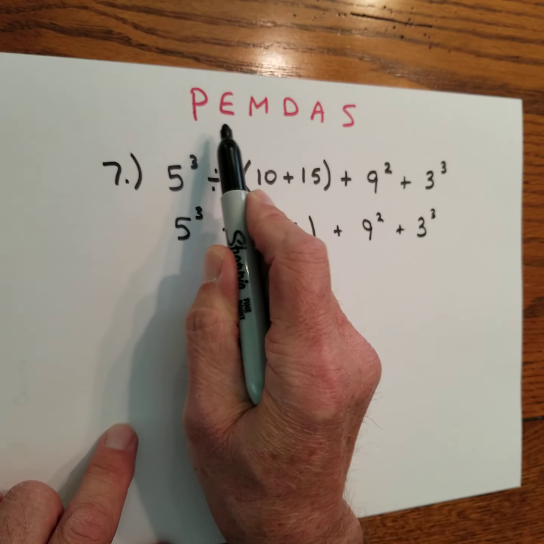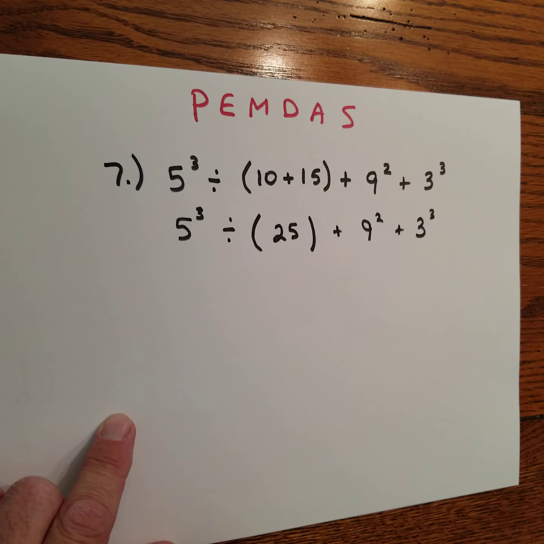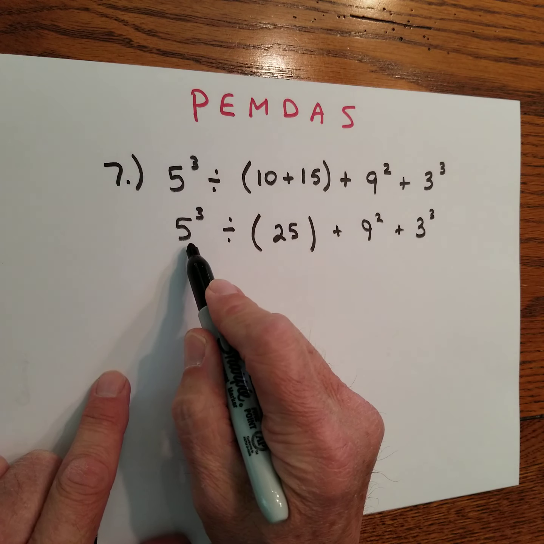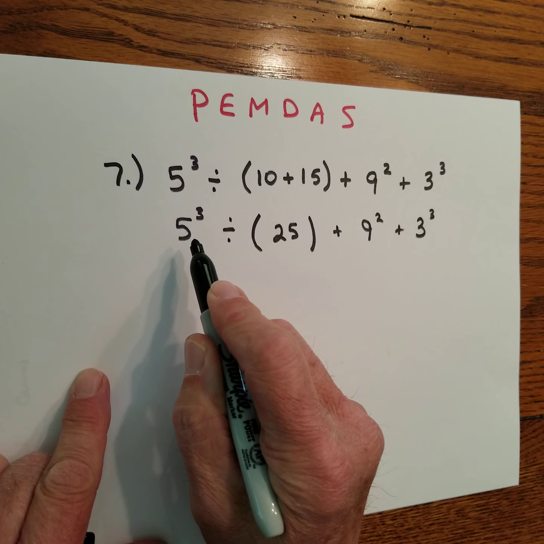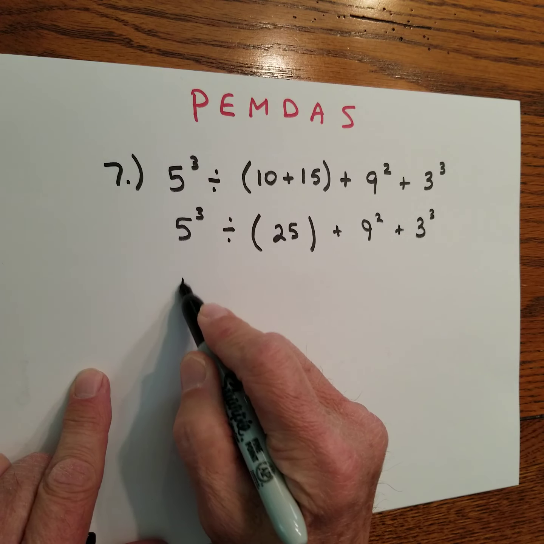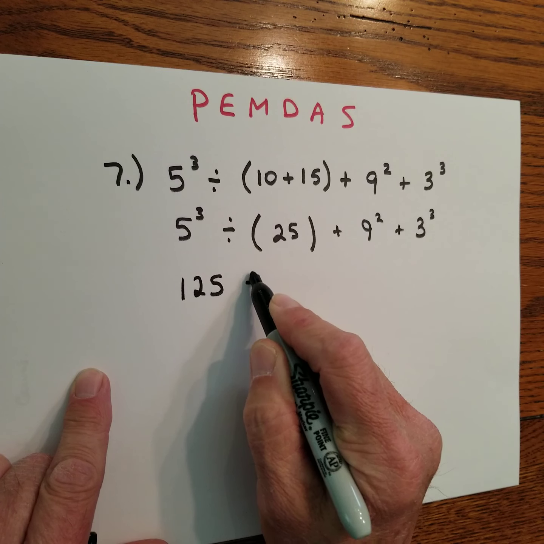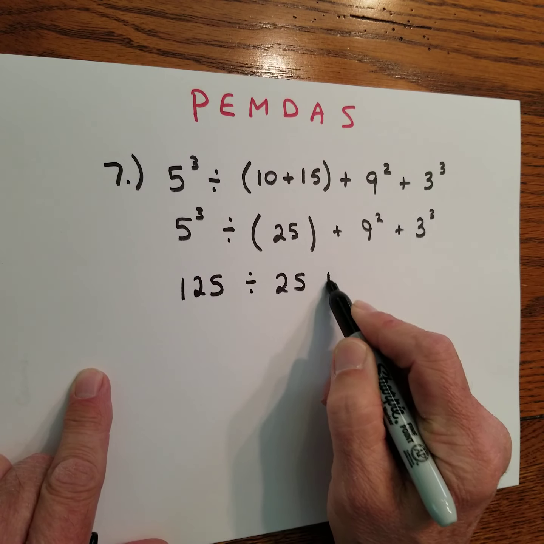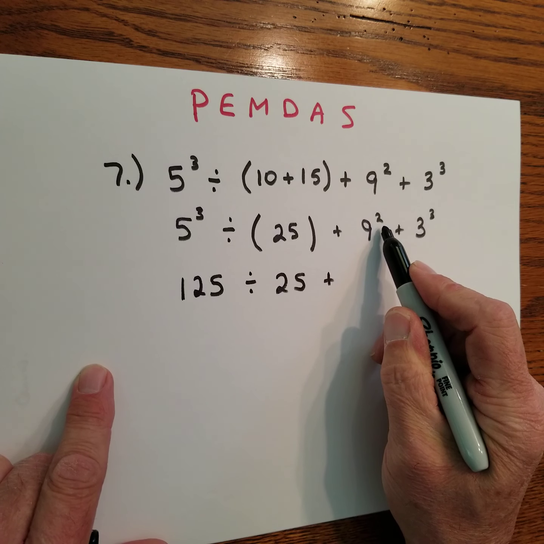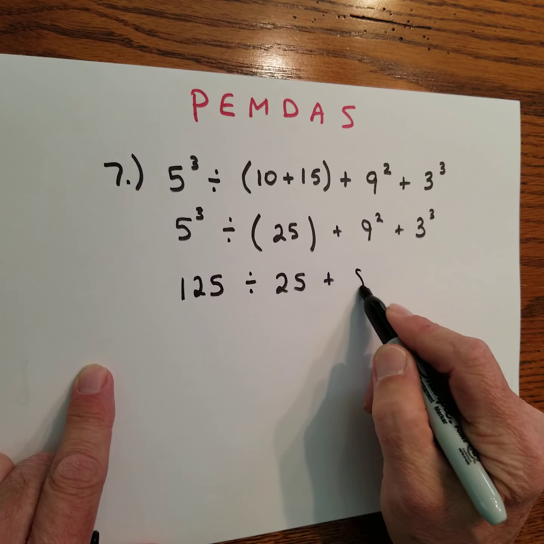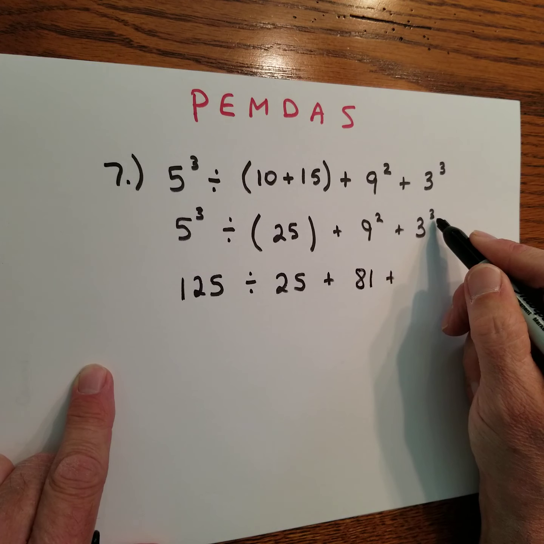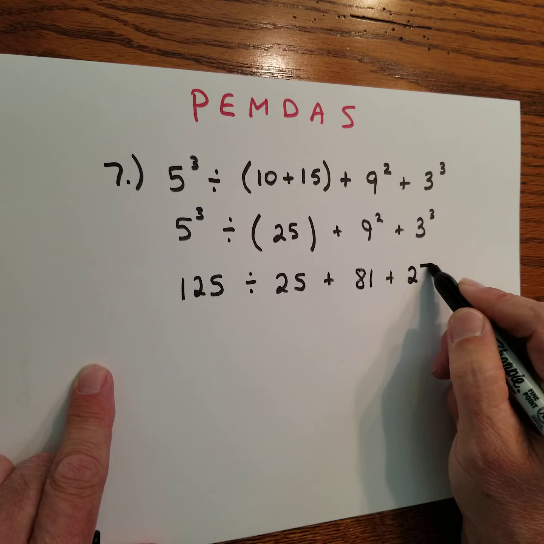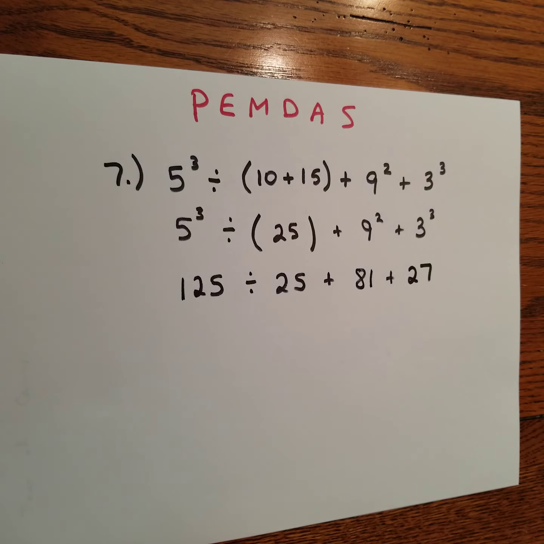After P for parentheses comes exponents. Let's take care of all the exponents. 5 to the third power, we've seen that before. 5 times 5 is 25 times 5 is 125. 9 to the second power, 9 times 9, that's 81. 3 to the third power, 3 times 3 is 9 times 3 is 27. This is a complicated problem.